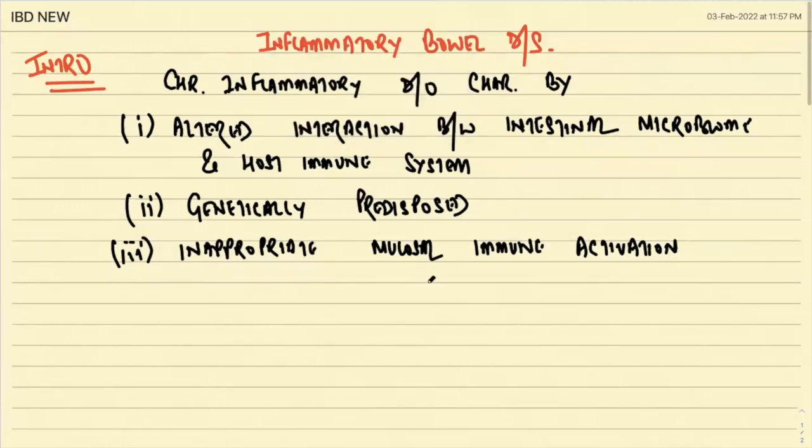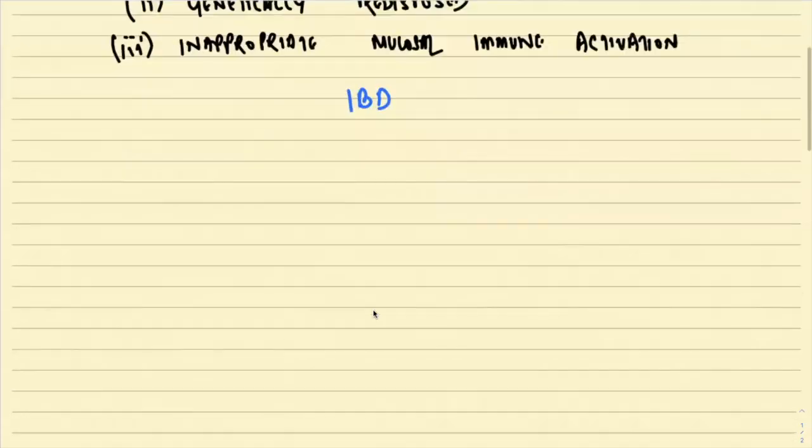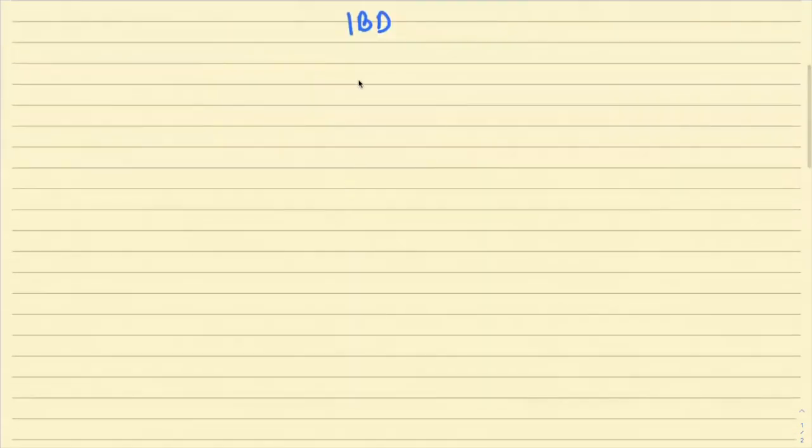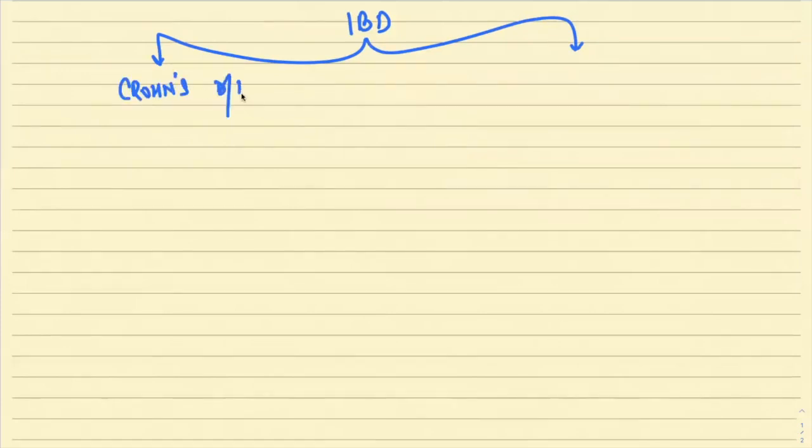One very important thing that we have to understand is that inflammatory bowel disease is of two most important types. Can anyone name them? What are the two spectrums of inflammatory bowel disease? One is Crohn's disease. Have you heard about Crohn's disease? And another is ulcerative colitis.